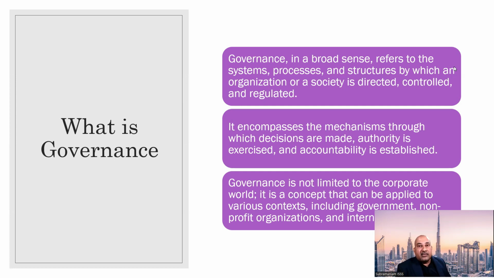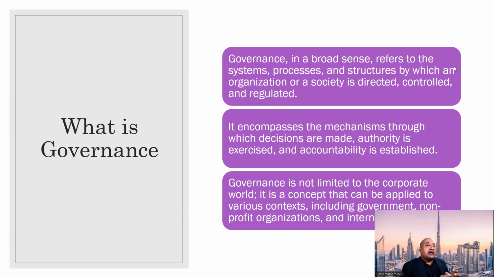If you want to govern something, you actually need to know where you are, which will require you to measure what is actually happening. We'll get onto that. It encompasses the mechanism through which decisions are made, authority is exercised, and accountability is established. So somebody is held accountable for the information security governance. It's a CISO. For privacy, it's a data protection officer.